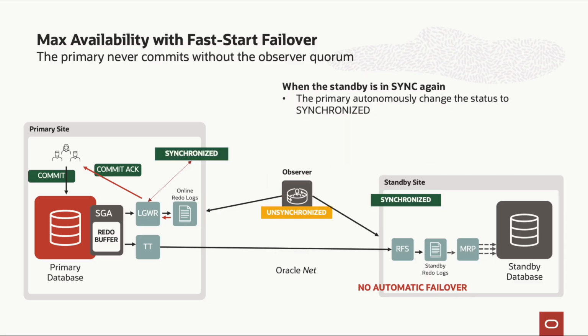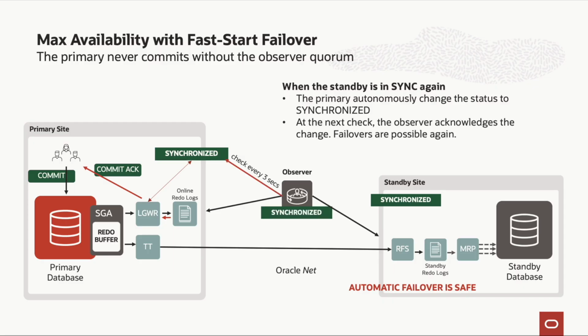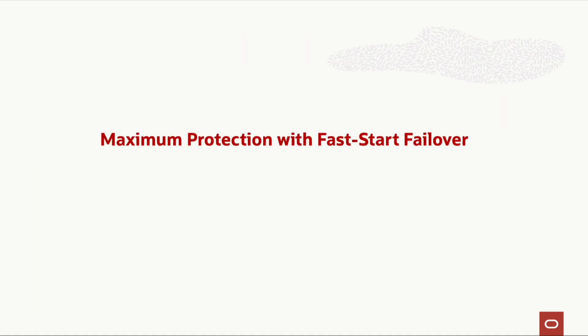However, when the standby is in sync again, the primary automatically changes the status to synchronized. And at the next check, the observer acknowledges the change. Failovers are possible again. Maximum protection mode is the third of the 3 DataGuard modes, and the primary never commits unless standby and observer are synchronized.